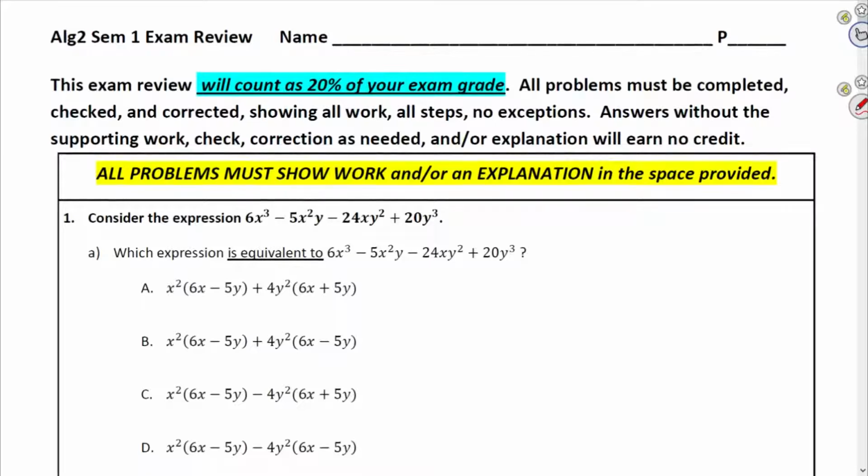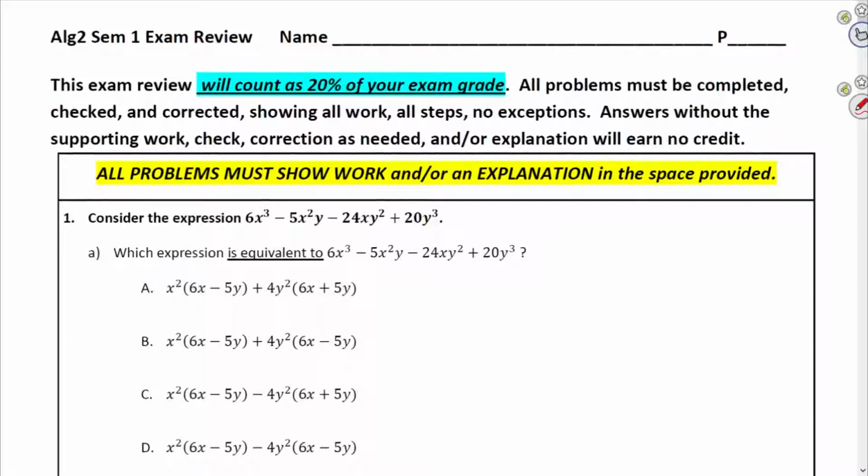We have found multiple times that the students who do really, really well on their review are the students who tend to do well on the exam, and we want you to do well on your exam. So please complete, check, and correct this review so that you are ready for that exam and you do very well on this review and, more importantly, on your exam.